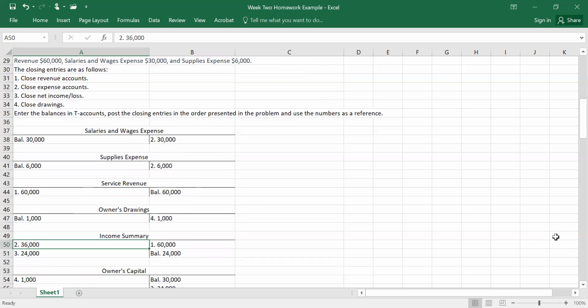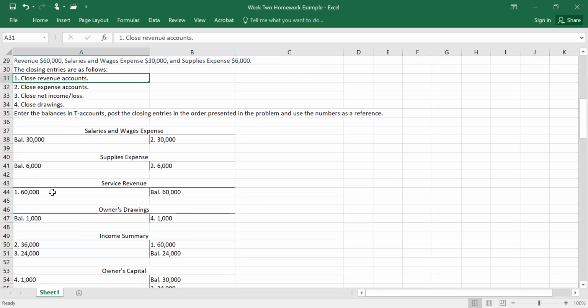Next item is revenues. Revenues' normal balance is a credit balance, so the balance would have been 60,000. And make sure you note these balances in the problem. Different numbers, but the same idea. They tell us number 1 is what we use to close revenue accounts.